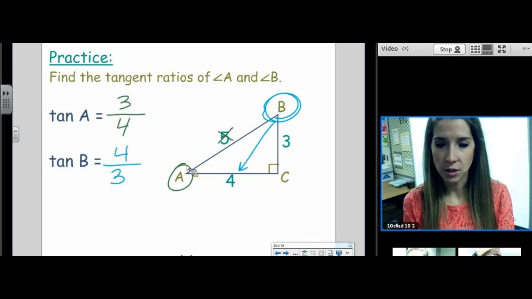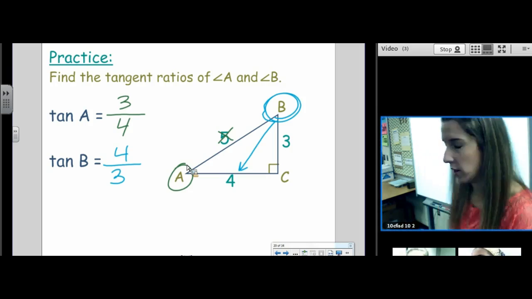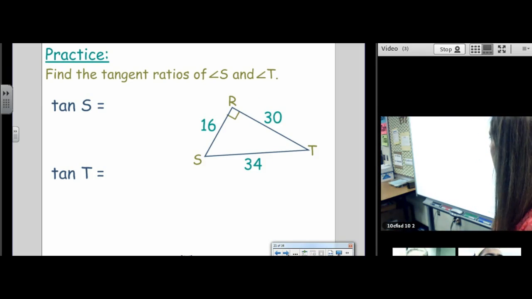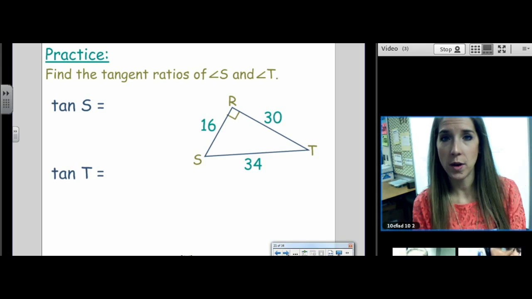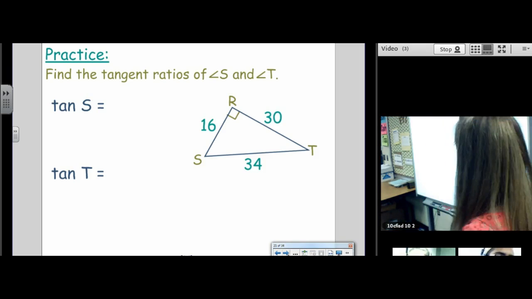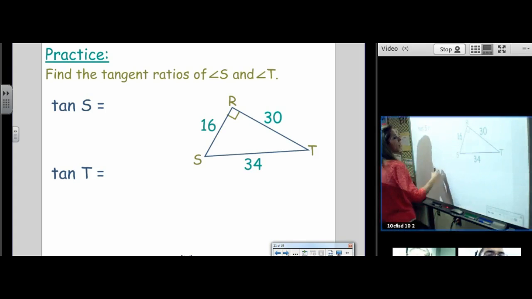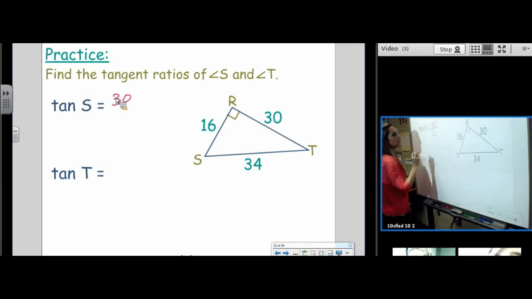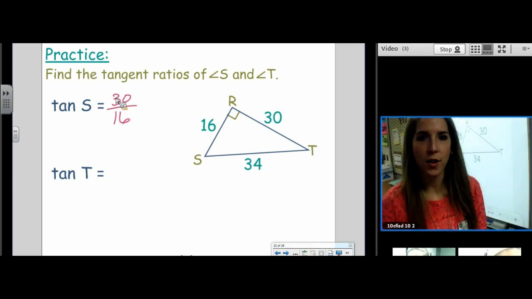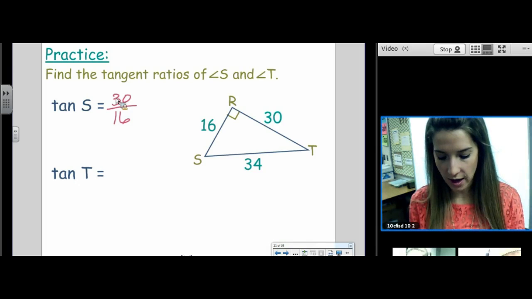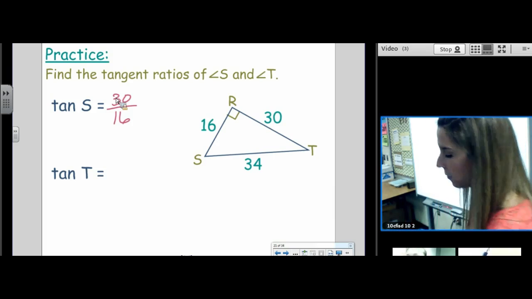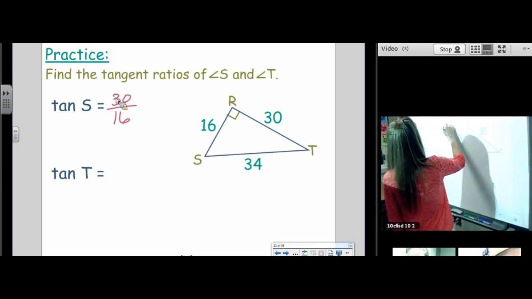So the tangent of A is 3/4, the tangent of B is 4/3. Let's try another one. The tangent of S. I'm going to go quickly because I know some of you have to leave. Opposite over adjacent. So what's opposite of S? 30. What's adjacent to S? 16. Do we ever in our entire lives leave our answer unsimplified? Nope, we never do. And so we put it into our calculator. If we need to do math enter, we do. If we want to reduce it by hand, that's great too.